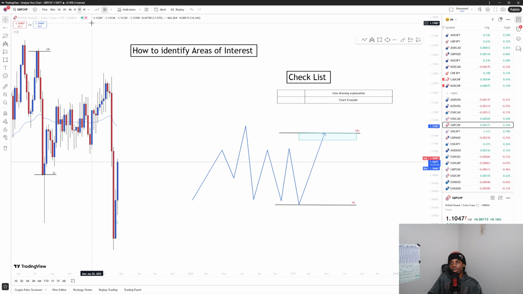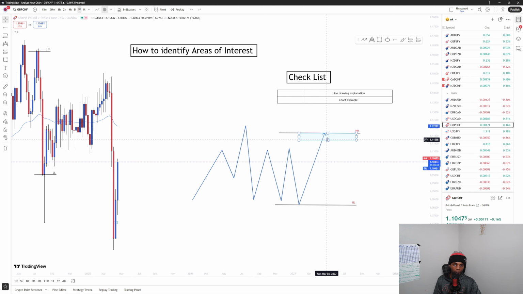An area of interest identified on the weekly time frame will always be stronger than an area of interest on the daily time frame, 4 hour, and so on. And the area of interest identified on the daily time frame will always be weaker than one identified on the weekly, but it will always be stronger than one identified on the 4 hour, 2 hour, 1 hour, 30 minute, and so on. I think y'all see the pattern.